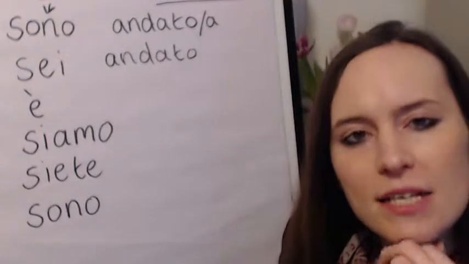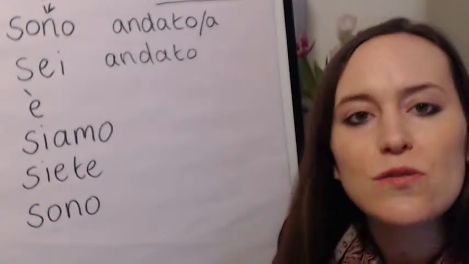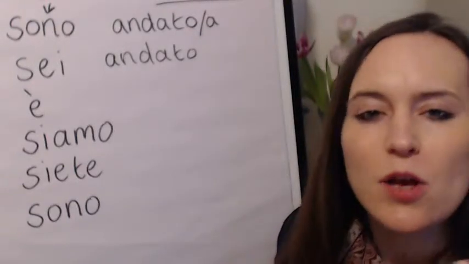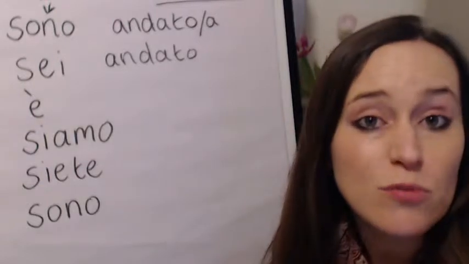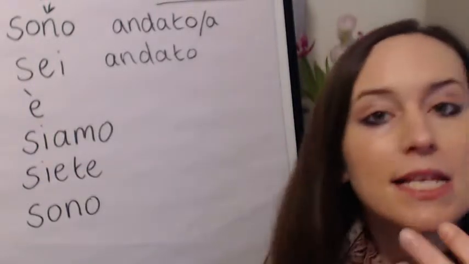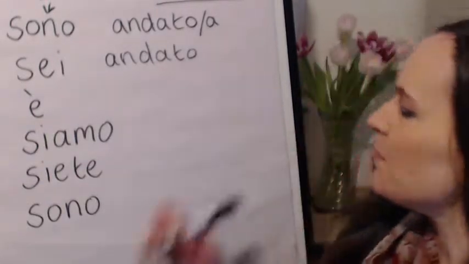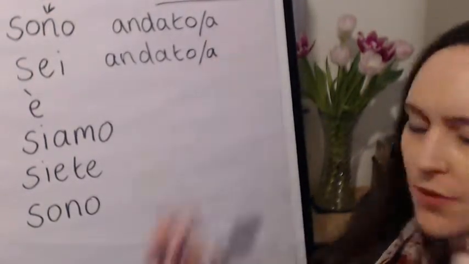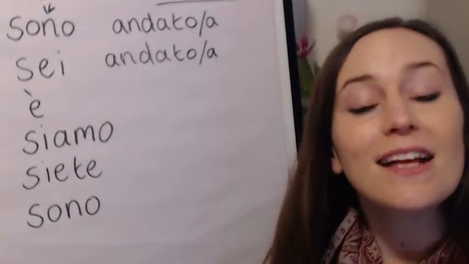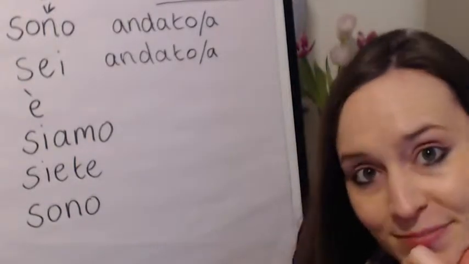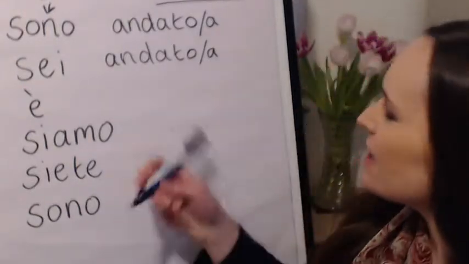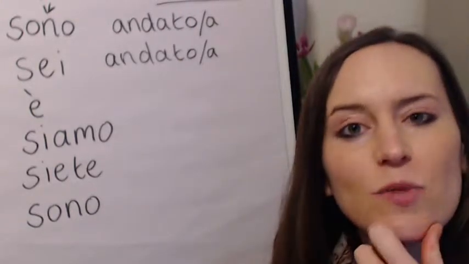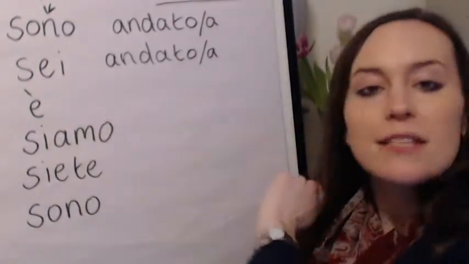So if I was asking someone in the tu form, a friend or a colleague of mine, where they went yesterday, for example, that's in the past, but it's a lady, I'm addressing a lady, then I would have to agree the ending of the past participle. So, dove sei andata ieri? Chiara, dove sei andata ieri? Where did you go? Sei andata.